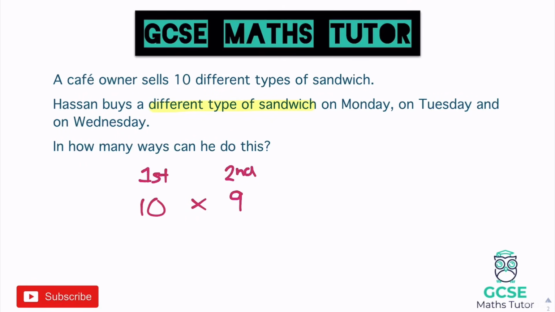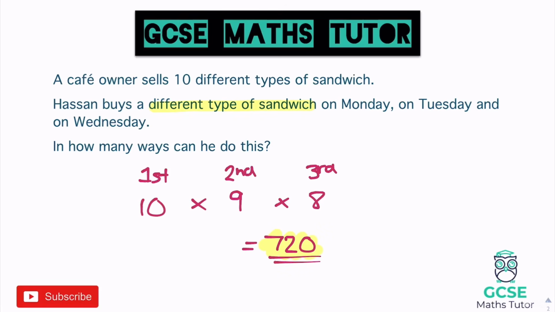So now we're thinking about the third pick, because it's 3 different days. We've got Monday, Tuesday and Wednesday. And obviously if he's picked a sandwich on the first day, and he's picked a different one on the second day, on that third day he's not going to have 9 anymore, but he's only going to have 8 to choose from, just to make sure he gets a different sandwich on that third day as well. So we've got 10 times 9 times 8, and I'm just doing these on the calculator, that gives us a total of 720. There we go, so we've got 720 different options.